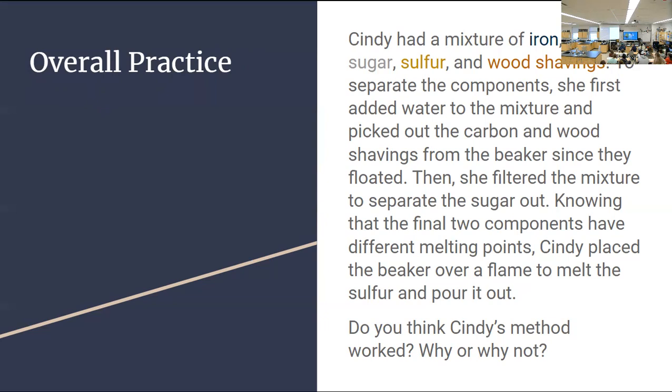Cindy had a mixture of iron, carbon, sugar, sulfur, and wood shavings. To separate the components, she first added water to the mixture and picked out the carbon and wood shavings from the beaker since they floated. Then she filtered the mixture to separate the sugar out. Knowing that the final two components had different melting points, Cindy placed the beaker over a flame to melt the sulfur and pour it out. Do you think Cindy's method worked?